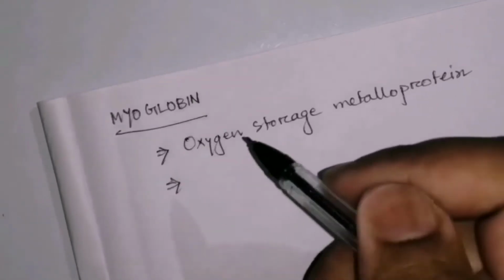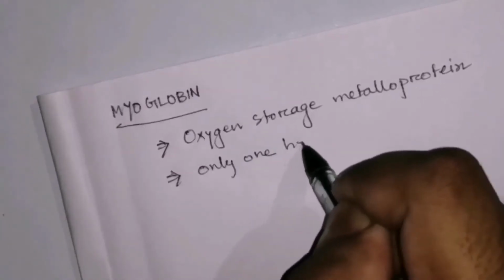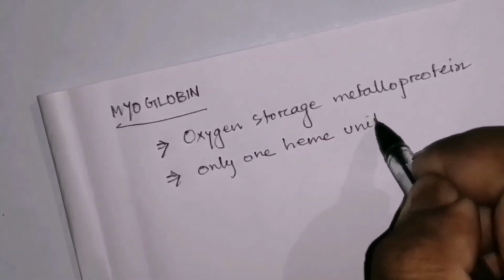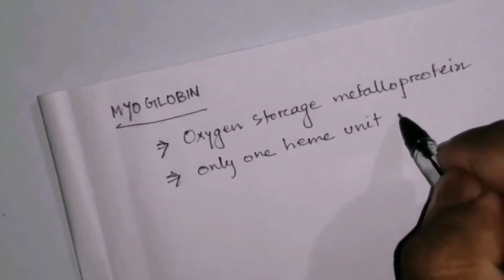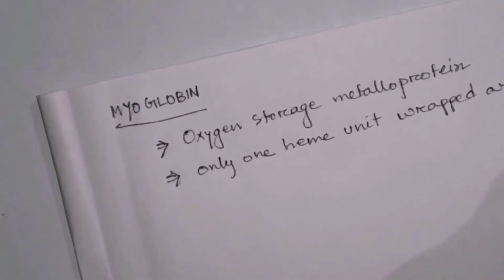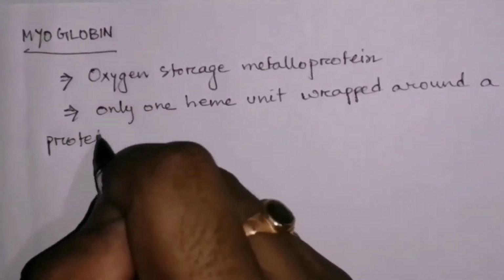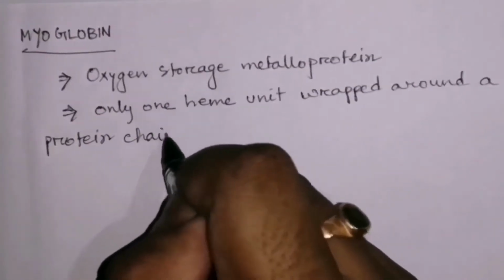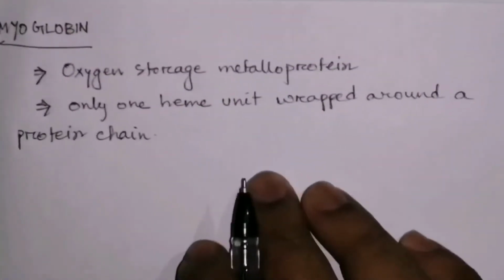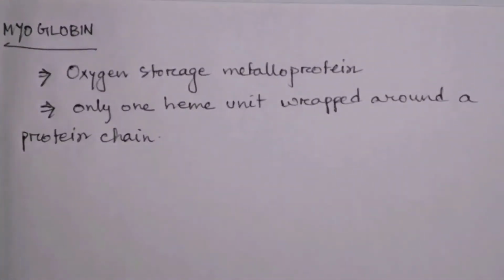This myoglobin comprises of only one heme unit wrapped around a protein chain. It is important to note that myoglobin comprises of only one heme unit, unlike the hemoglobin which comprises of four heme units.